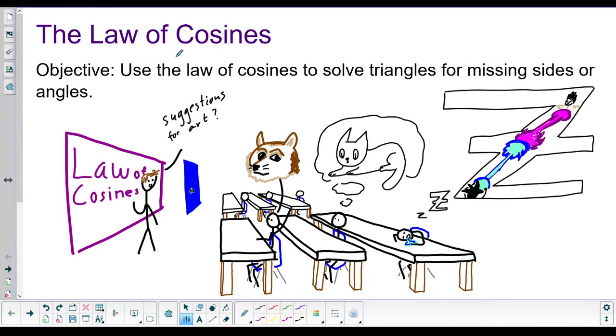So, we're going to learn about the law of cosines today. This will be the last law that we need to learn about, and then review and test. So hopefully it's pretty good. All right, so let's go learn about the law of cosines.